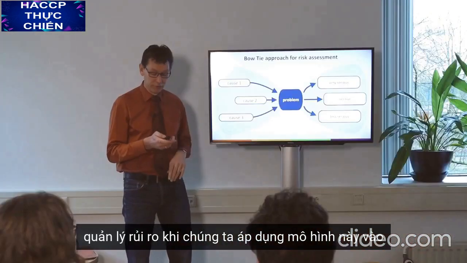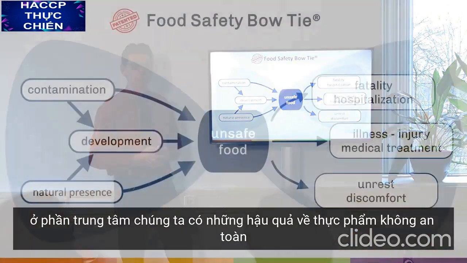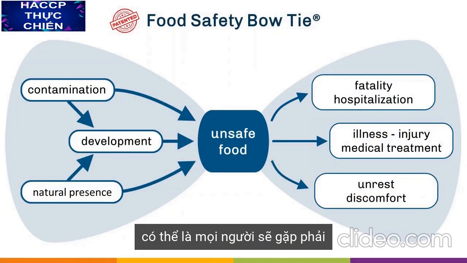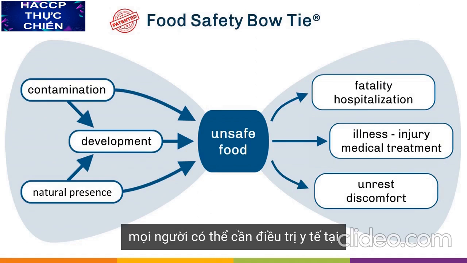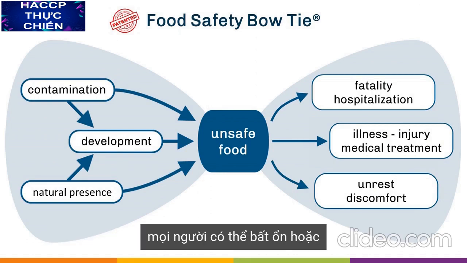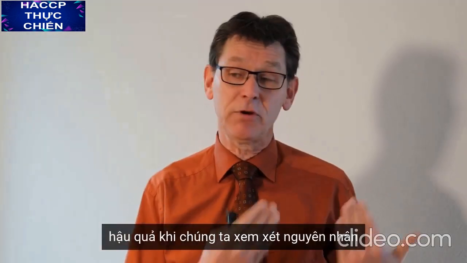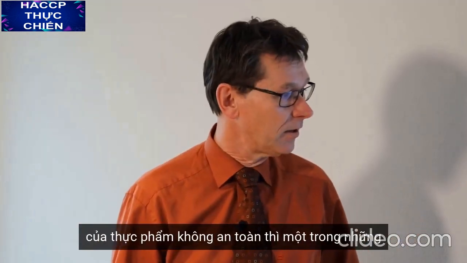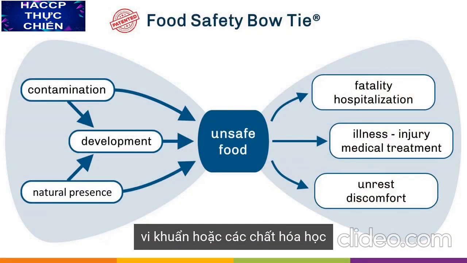When we apply this model to food safety, then it will look like this. In the center we have unsafe food. Consequences can be that people end up in hospital, or maybe even fatalities. People might need medical treatment, or in less serious occasions, there might be unrest or there might be discomfort. So these are the consequences. When we look at the causes of unsafe food, then one of the major causes is contamination. Contamination with bacteria or chemical substances.